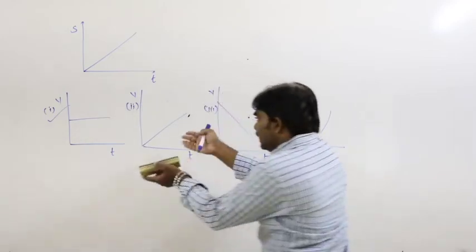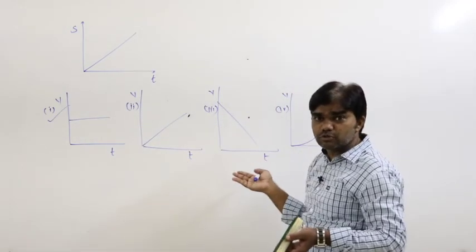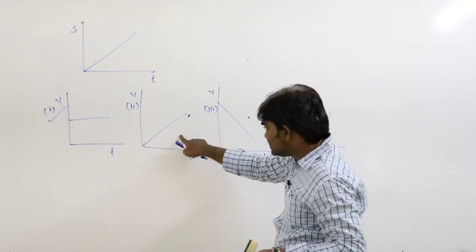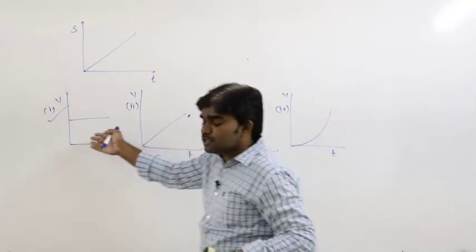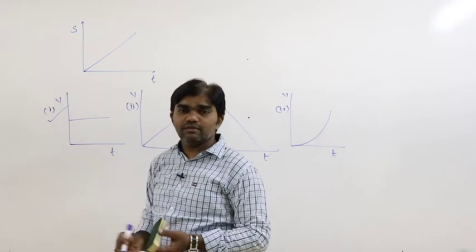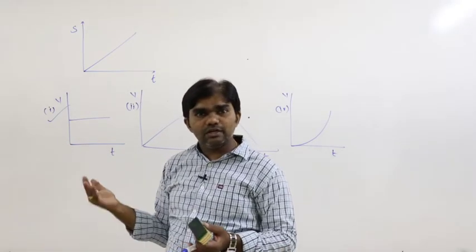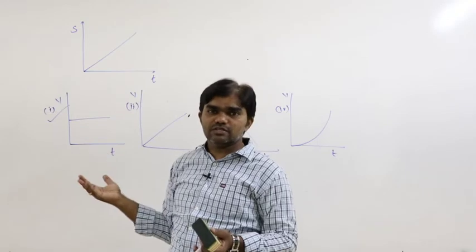Let us check that. And what is the possible condition? Body moves with uniform velocity. This is acceleration, this is retardation, and this shape does not exist. So the remaining possibility is this one. That's why one graph can be represented in different ways like that.